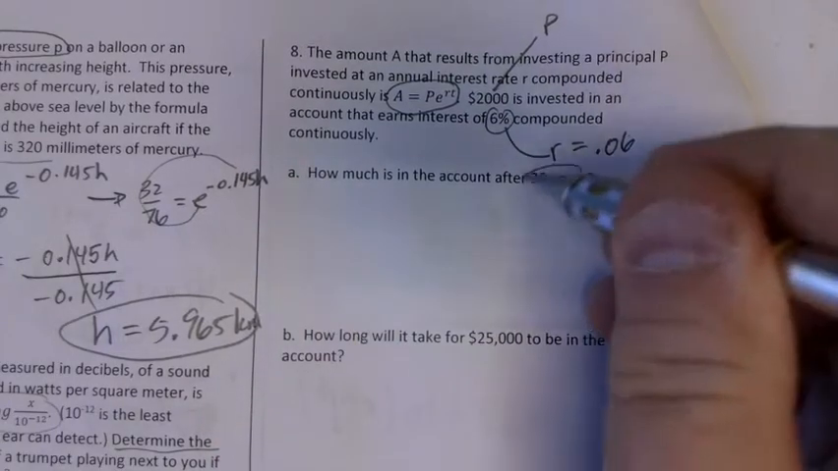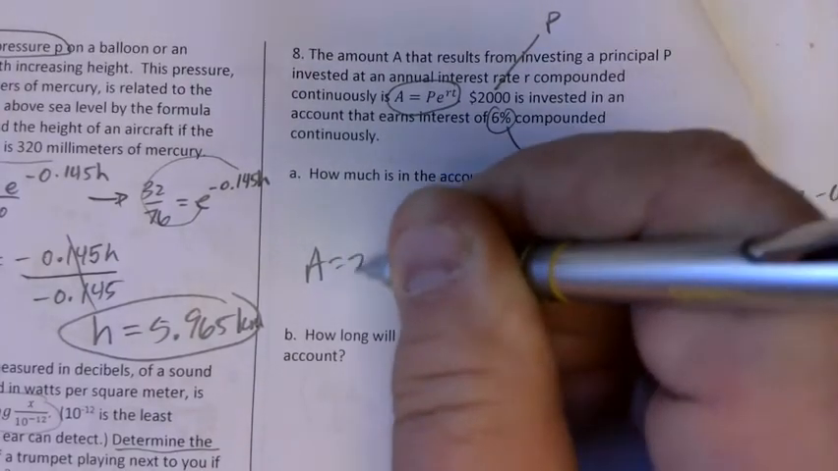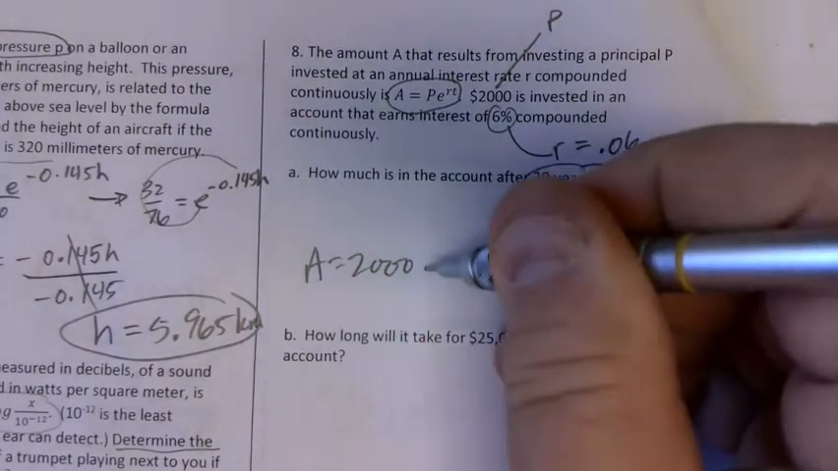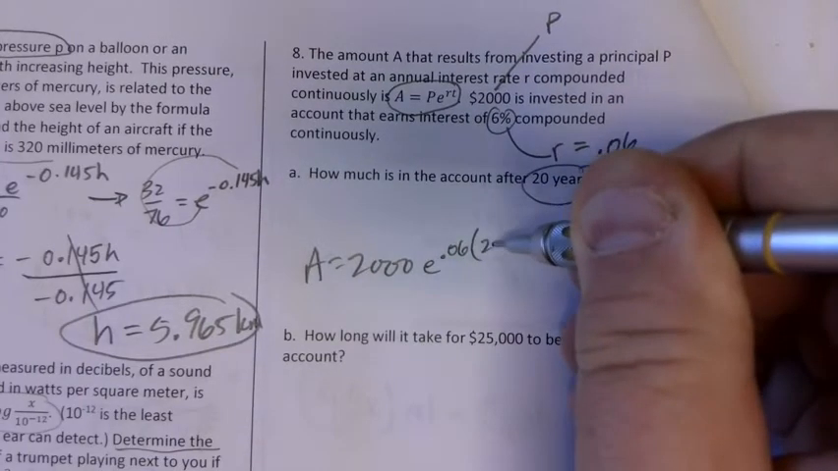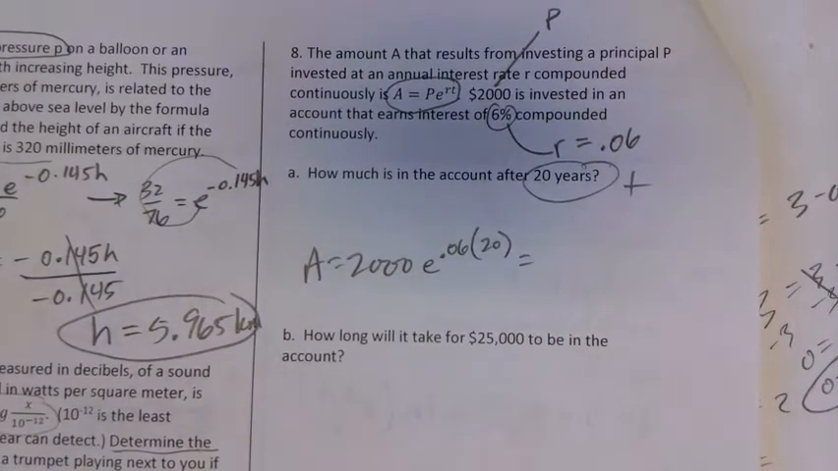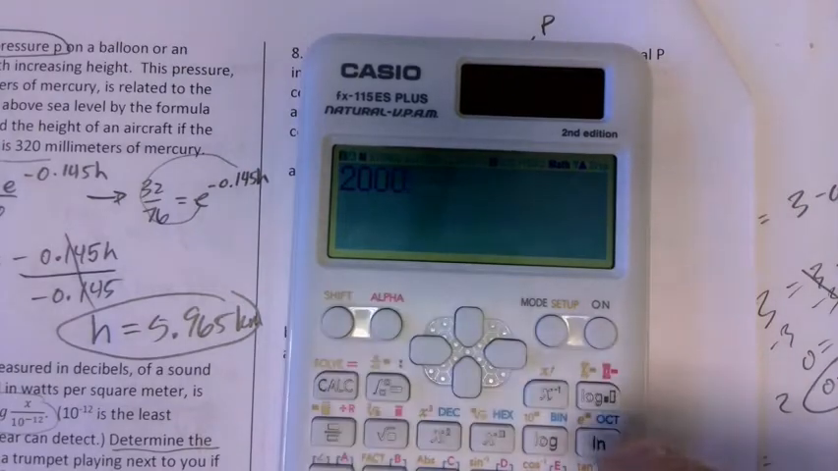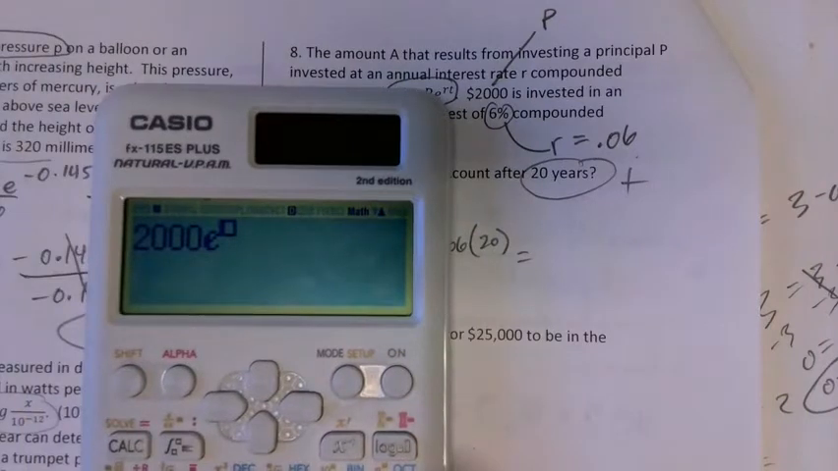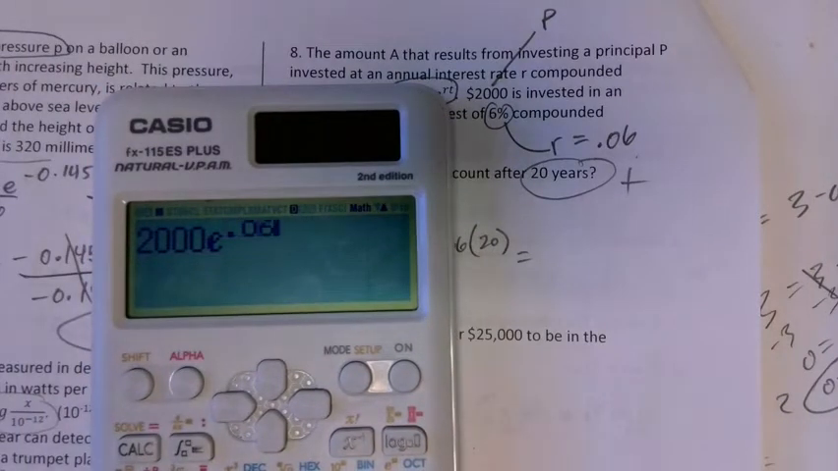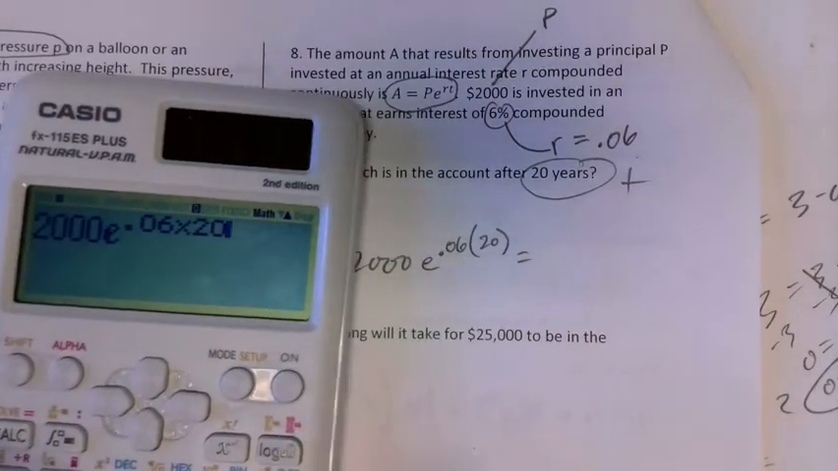How much is in the account after 20 years? That's a time. So A equals P, which is 2,000, times e to the r, which is 0.06 times 20. Cool. Okay, so I could type that in my calculator now. 2,000 times e, so second ln is the e, to the power of 0.06 times 20. Yeah, what I've written is what I've typed.